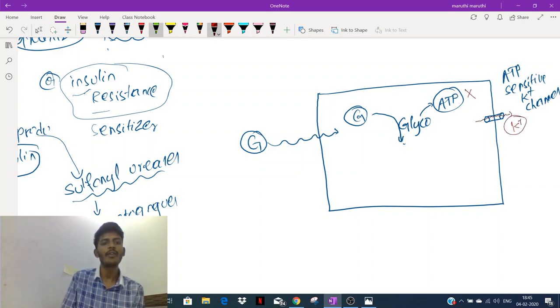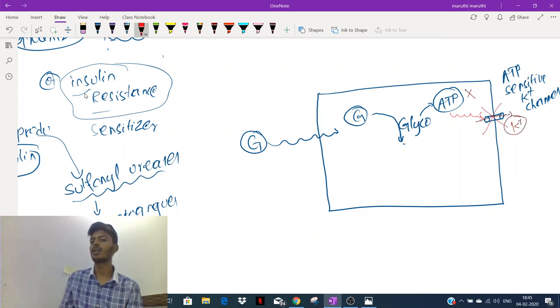But when I have ATP, this ATP will go and bind with the ATP sensitive potassium channel. This potassium channel will get closed. Now what will happen? Potassium inside the cell will slowly start to increase. It is a positive ion, so that will lead to what? Depolarization. When depolarization happens, there are some vesicles present inside the beta cells of Langerhans which store the insulin. Due to this depolarization, it will release the insulin.